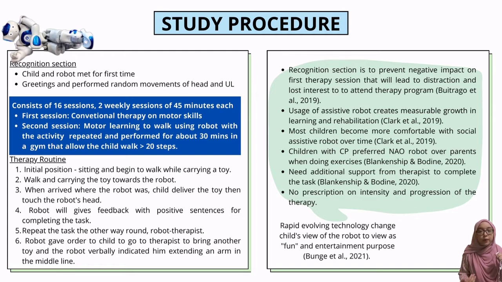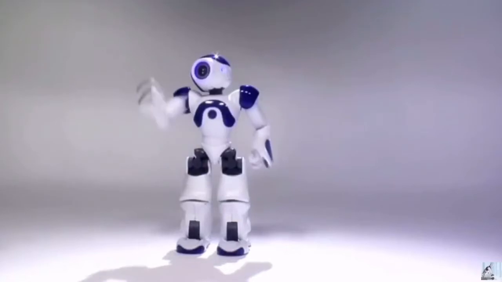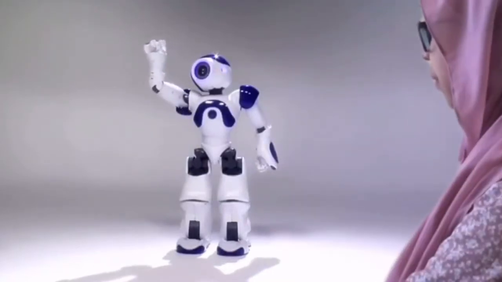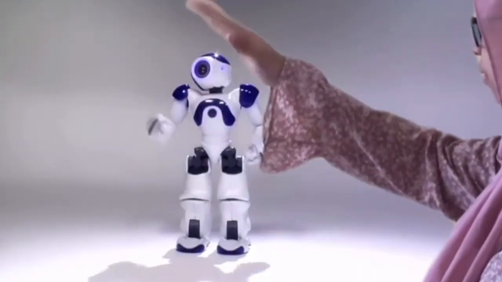The first session comprised conventional therapy on motor skills, while the second session included motor learning to walk using the robot, with the activity repeated for 30 minutes. The routine involved an initial position, starting with sitting, and beginning to walk while carrying a toy towards the robot. When the child arrives where the robot is, the child will deliver the toy, then touch the robot's head.